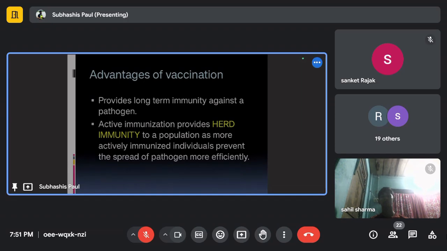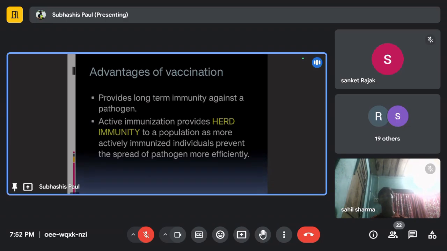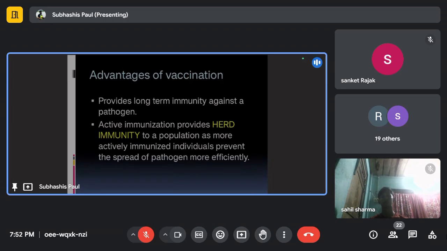This herd immunity was also discussed during the COVID. Herd immunity is also called community immunity. So the other advantage of vaccination is that it can actually encourage the development of herd immunity in a community.